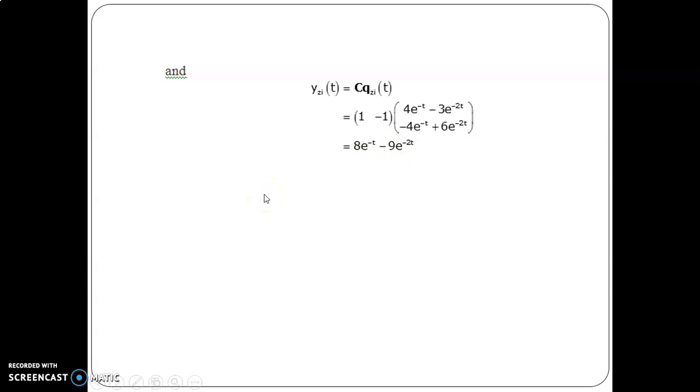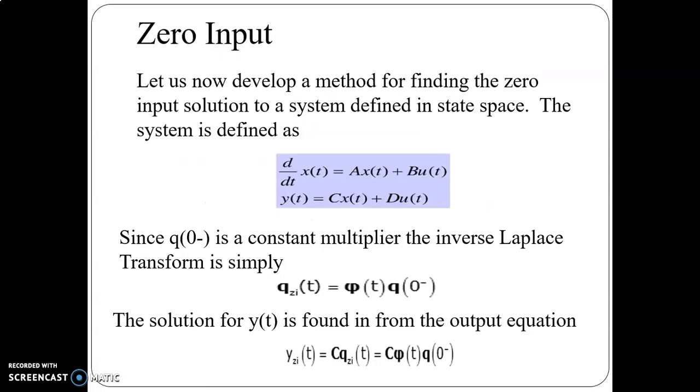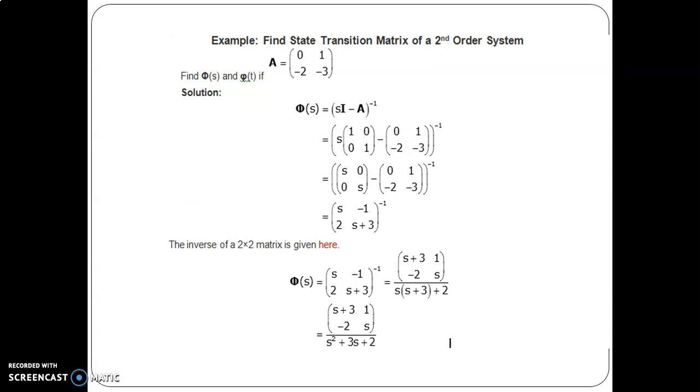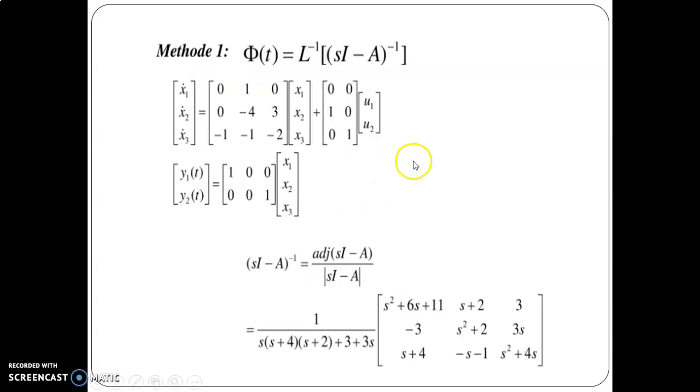These two problems are asked in theory. The first is to find the STM, and the other is to find the response considering the initial condition. These two topics are asked in the theory exam, so this is a very important topic. First you have to find SI minus A inverse, take the Laplace inverse, and when you consider the initial condition, multiply by the initial condition matrix and then multiply by your C matrix. That is your final answer.